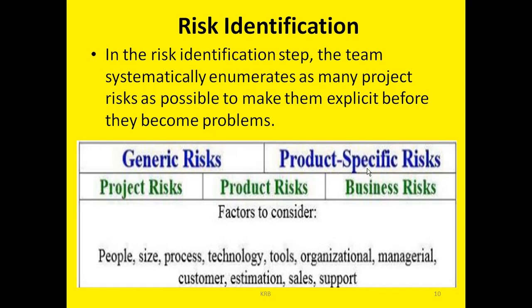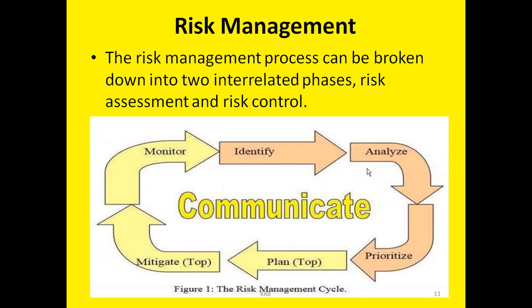So the factors to consider in the risk are people, size, procedure, technology, tools, organizational, managerial, customer, estimation, sales and support. Next is risk management. If the risk occurs, how are we going to manage it? So first is the risk management cycle, in which the first step is to identify the risk, that is to make the list of the risks and set which risks are at highest priority, medium priority and the lowest priority.